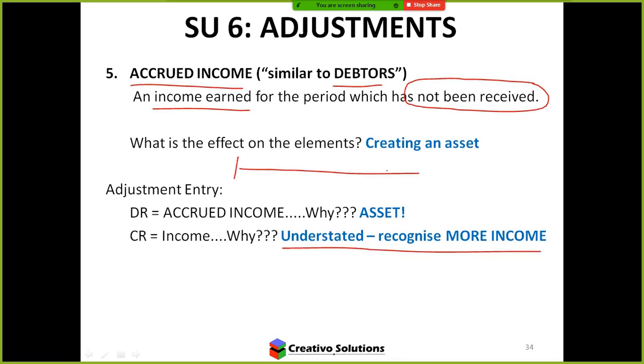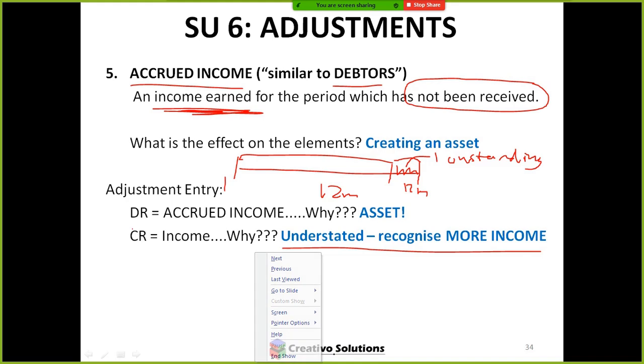If I draw a diagram, month 1 to 12, we've done the work for the full 12 months, but this 1 month is outstanding. Have we earned the income? Yes. Have we received the income? No. So it's still receivable. It's a resource that you control. You would be able to receive this income in the future, not now, but later on. So you provide for it in the current year. You cannot show 11 months in a 12-month year. Make sense? Yes. Good.